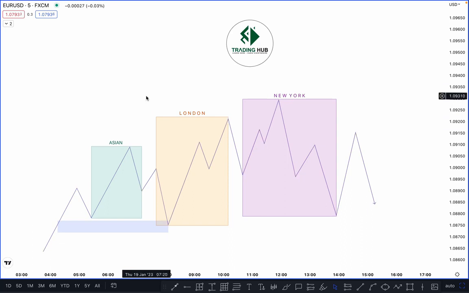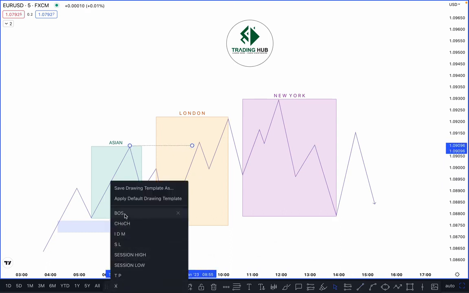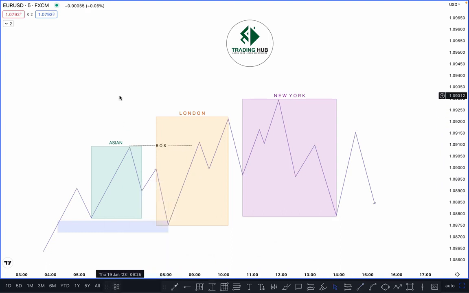What happens in the next London session? If the market breaks the previous session high, which is here, and closes above it, this is called a break of structure, as we know, right? But I'm talking about it in terms of the session. So when the market closes above it, it means the market momentum is looking for continuation, right?